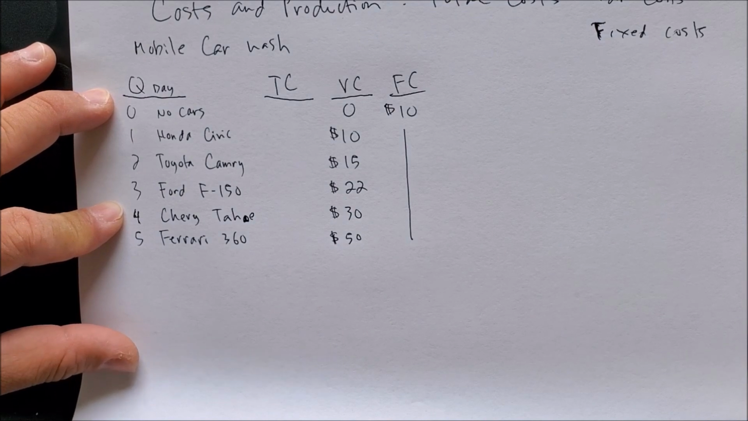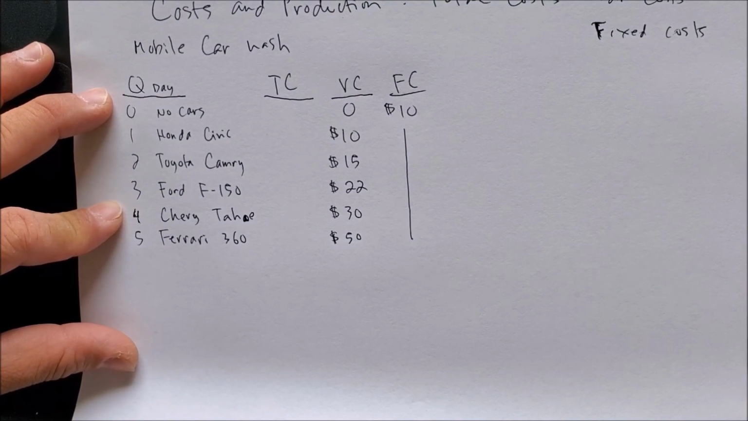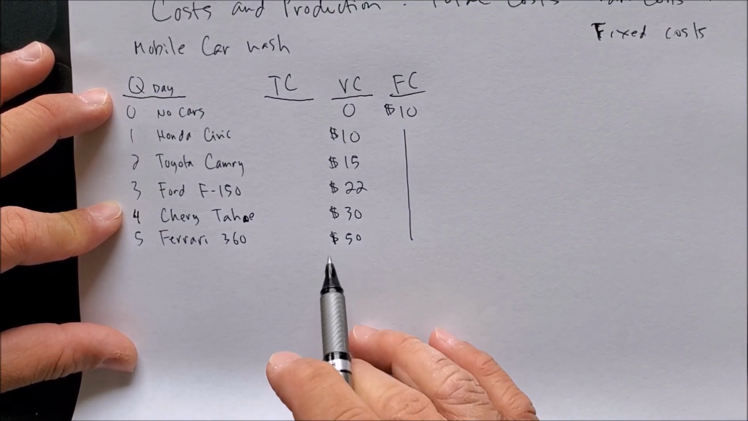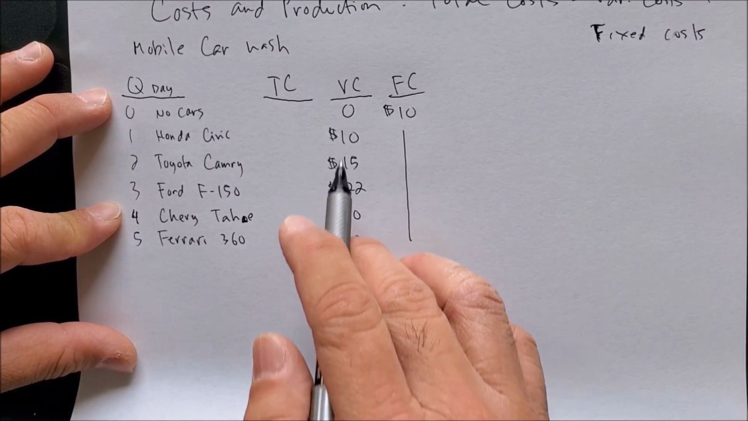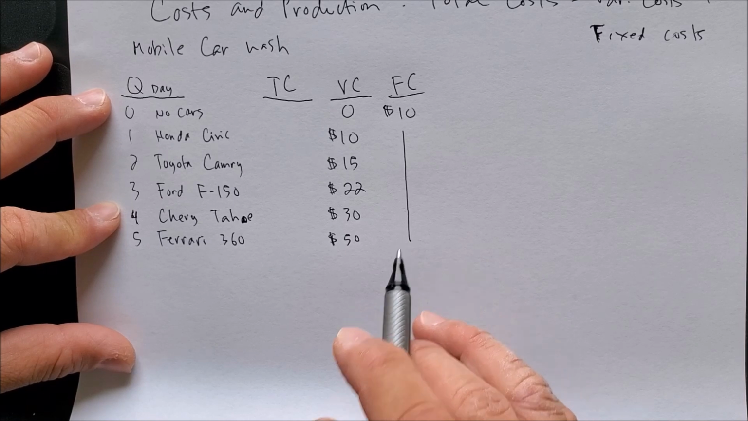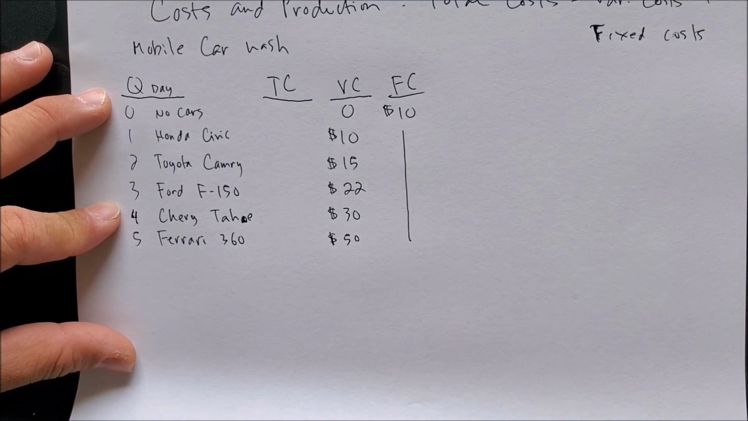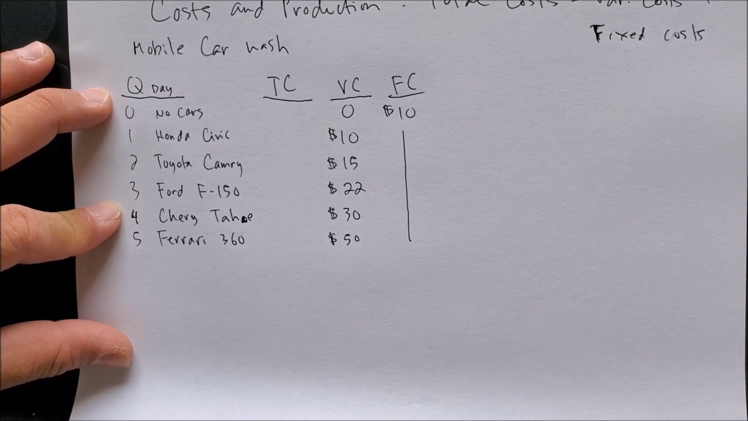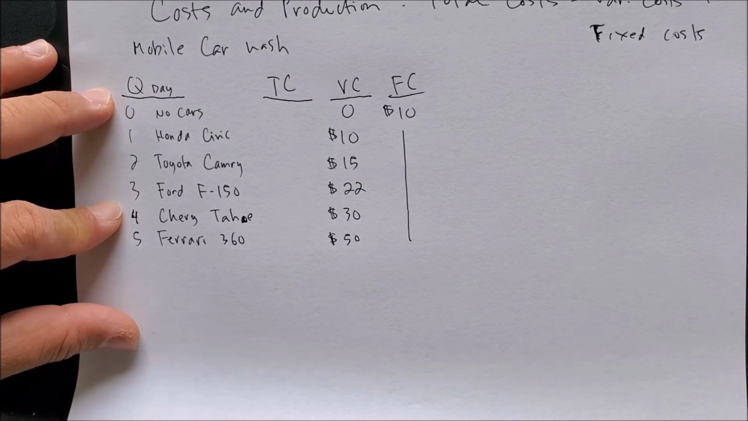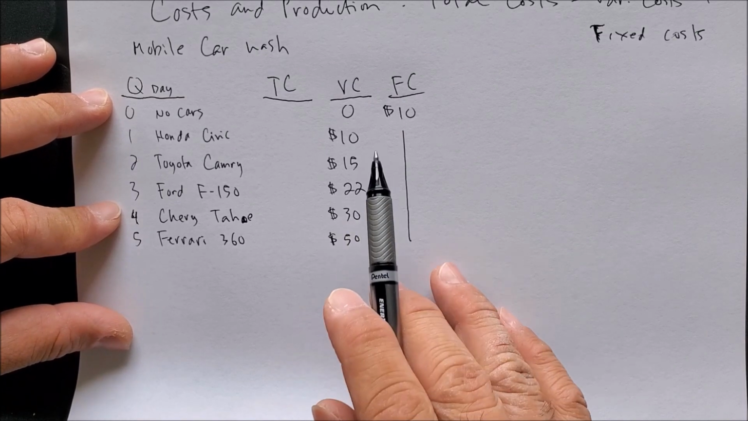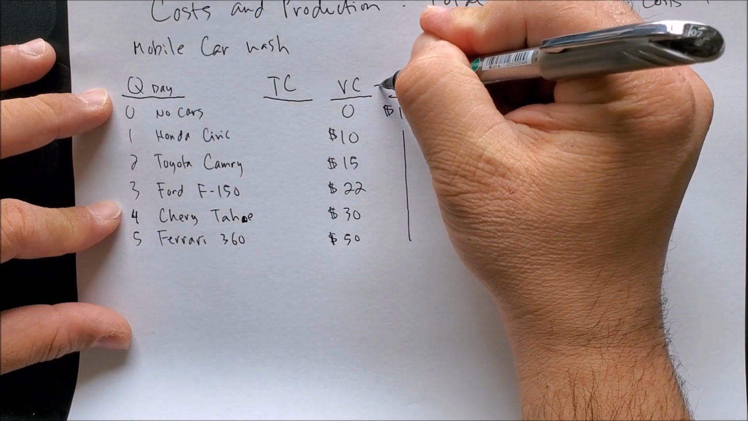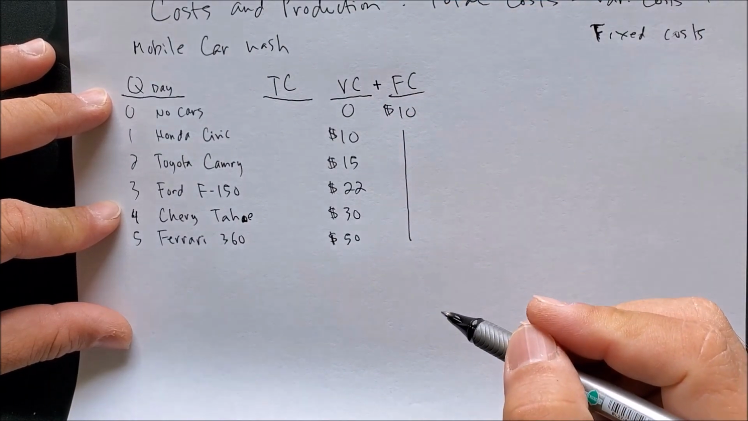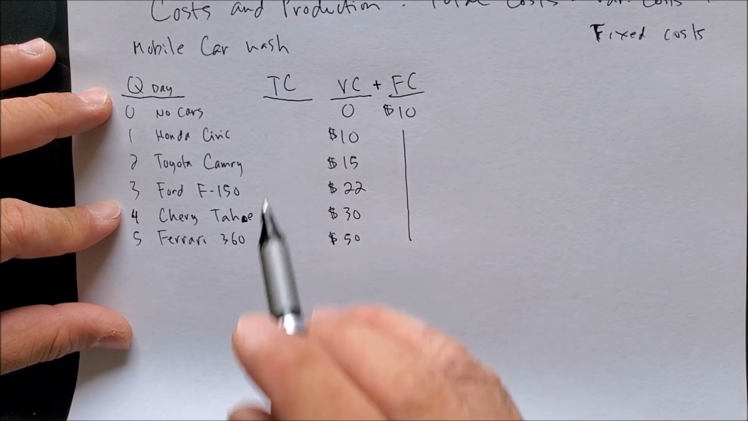Now again, there are more components under variable and fixed costs, but we're going to focus on just these two factors: what you will charge for the type of vehicle, and what you're paying per day on the lease of your van when you clean and detail a vehicle. So I want you to see that when you have variable costs and fixed costs, we can add these two components, and by doing that, we get total costs.